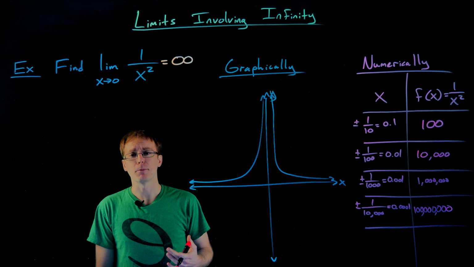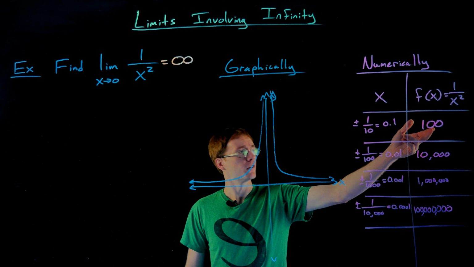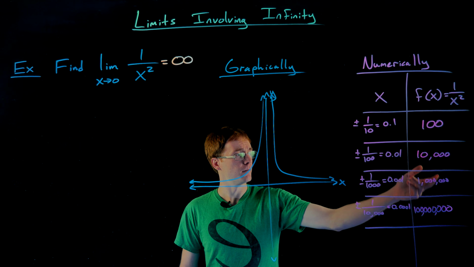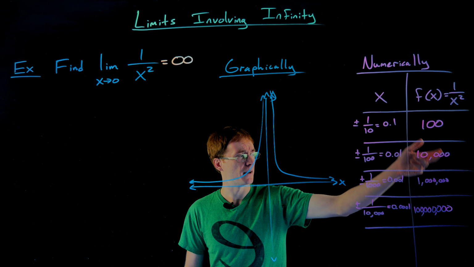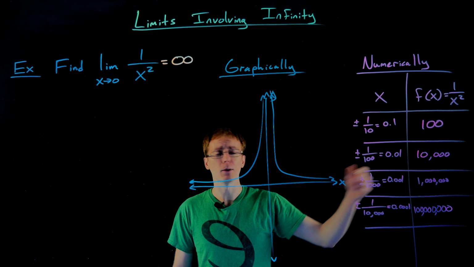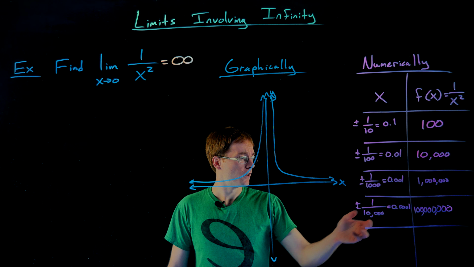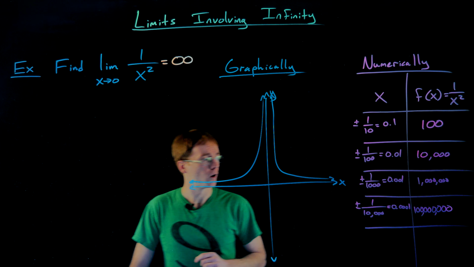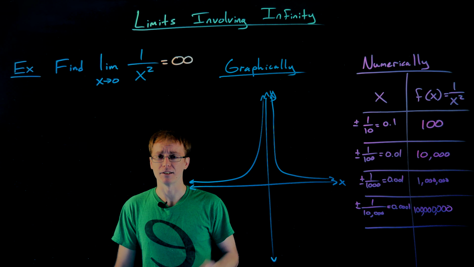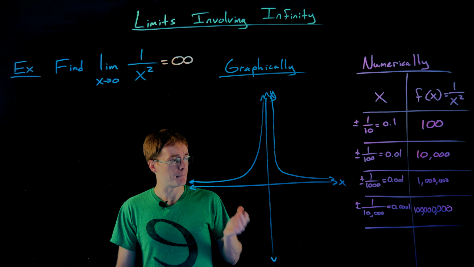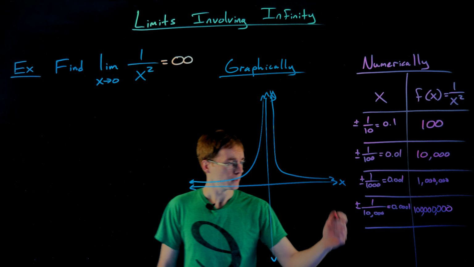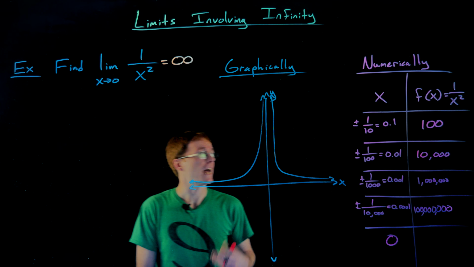Well, what happens with the outputs on each side is, the first one we got an output of 100, then we got an output of 10,000, then an output of 1,000,000. We can see it's getting bigger and bigger and bigger very quickly. The last one we plugged in, 1 over plus or minus 10,000, gave us an output of 100 million. So we can see that the output is getting bigger and bigger and bigger as the input gets closer and closer to 0. So what happens at x equals 0?